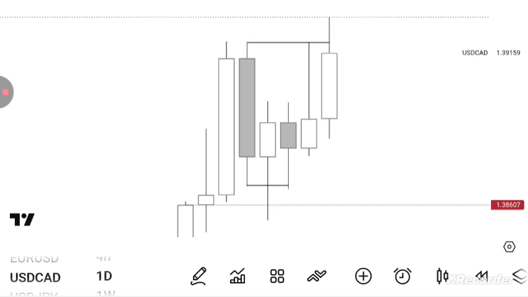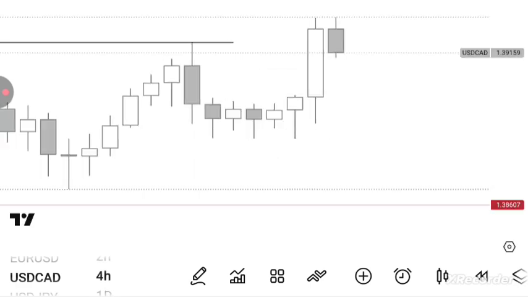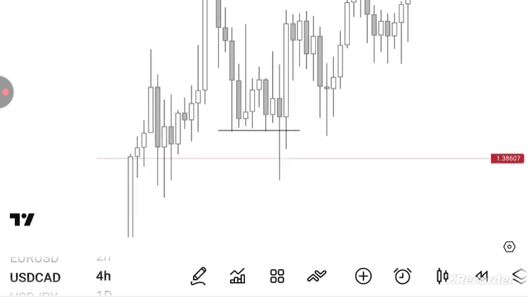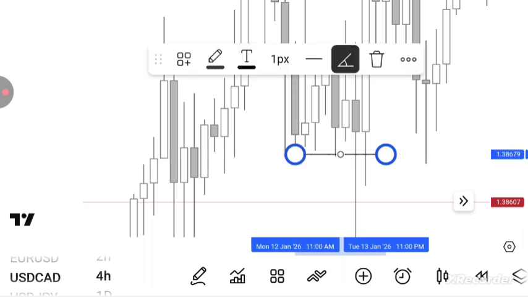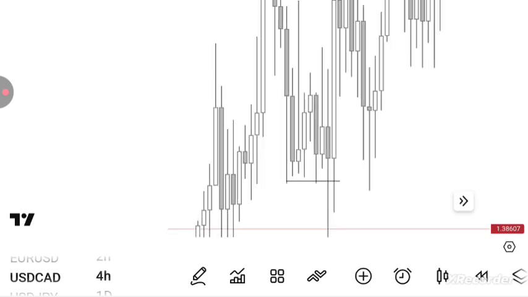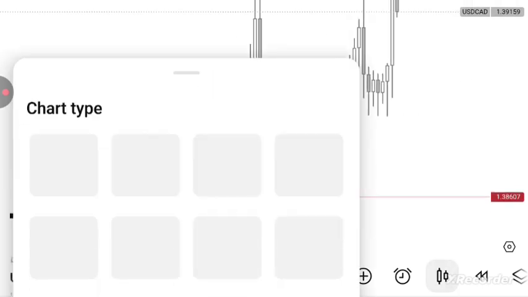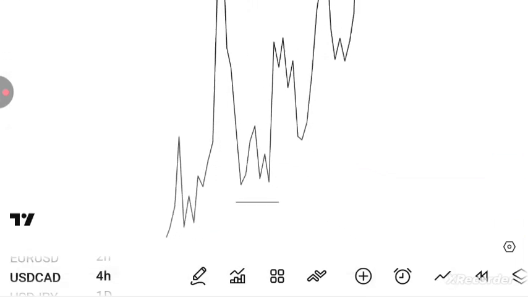So the moment we saw the low of this CRT taken, we have to move to our 4 hours time frame, because this is the daily time frame. So we move one time frame lower, to the 4 hours. What are we looking out for in the 4 hours time frame? What we are actually looking out for is either a liquidity sweep and a break of structure, or the most recent breakout. What did price do? Price swept liquidity and broke structure.